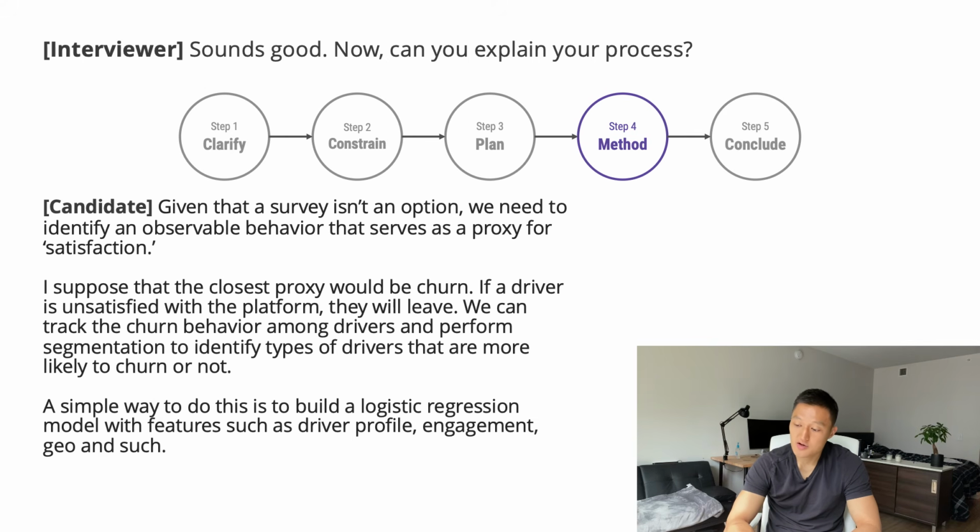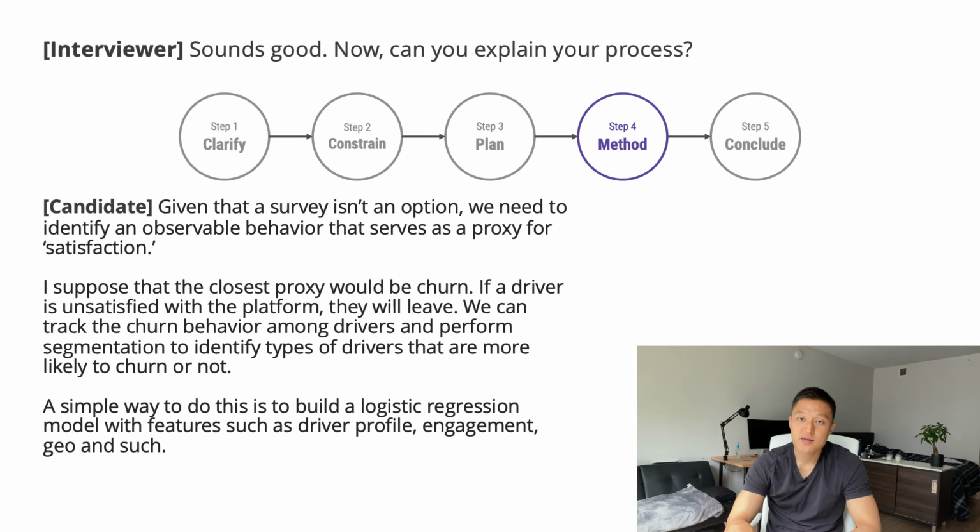Given that the survey isn't an option, we need to identify an observable behavior that serves as a proxy for satisfaction. I suppose that the closest proxy could be churn. If a driver is unsatisfied with the platform, they will leave. We can track the churn behavior among drivers and perform segmentation to identify types of drivers that are more likely to churn or not. A simple way to do this is to build a logistic regression model with features such as driver profile, engagement, geo, and such.